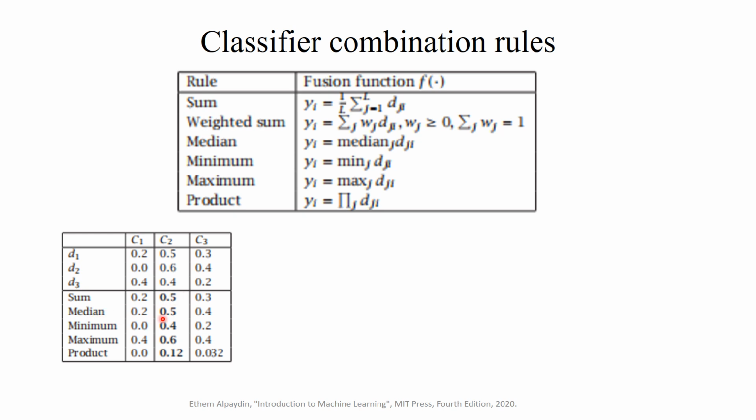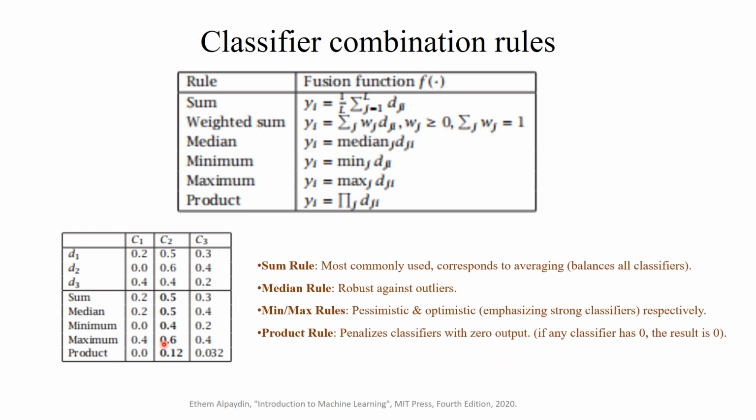Then finding the median, minimum rule, minimum of the 3 predictions here. So they are 0, 0.4 and 0.2 respectively. Then for the maximum rule, it's trying to give the maximum of the 3 predictions for each of the classifiers. Then the product, it's a product of the 3 predictions. So here for classifier one, there is a prediction 0. So finding the product, it is giving 0. As we could see, applying all the rules, classifier C2 is having the maximum value.